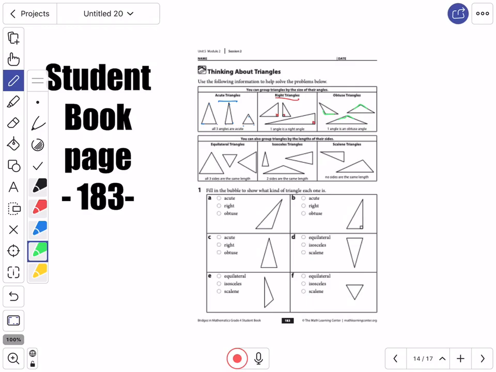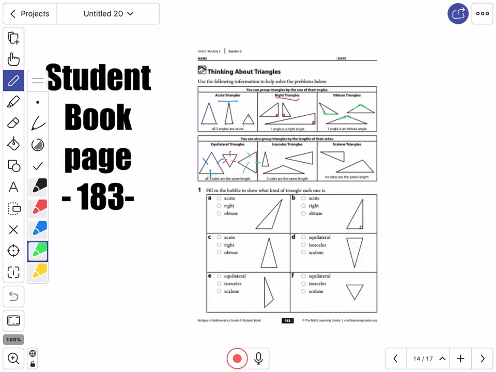They're always going to have one right angle, okay? And then you have what are called obtuse angles. Obtuse triangles are always going to have one obtuse angle, okay? All right, you can also group triangles by the lengths of their sides.